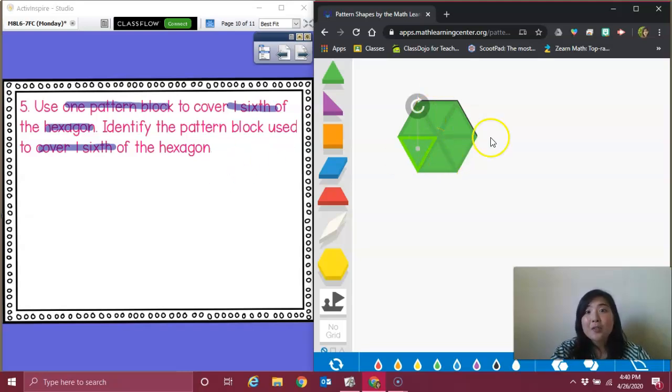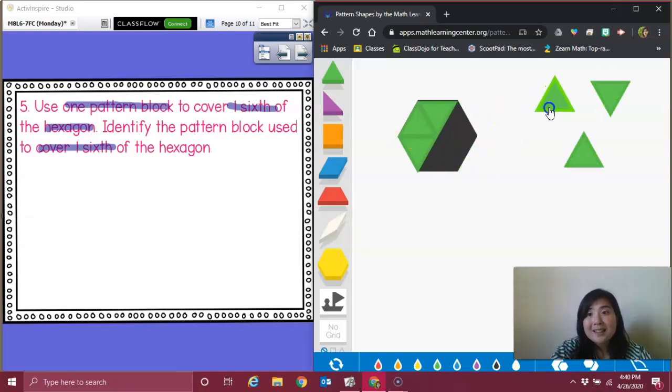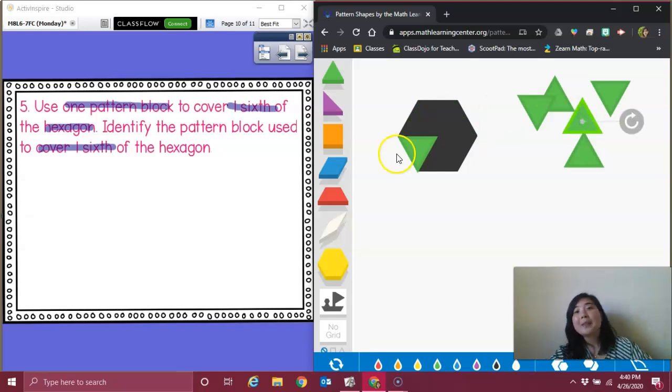So friends, I know that this is my answer. However, it only tells me to cover 1/6. So I'm only going to cover 1/6 of the hexagon. So I need to remove 5 triangles. Now I have 1/6 of the hexagon covered. But the pattern block used to cover 1/6 of the hexagon is a triangle.